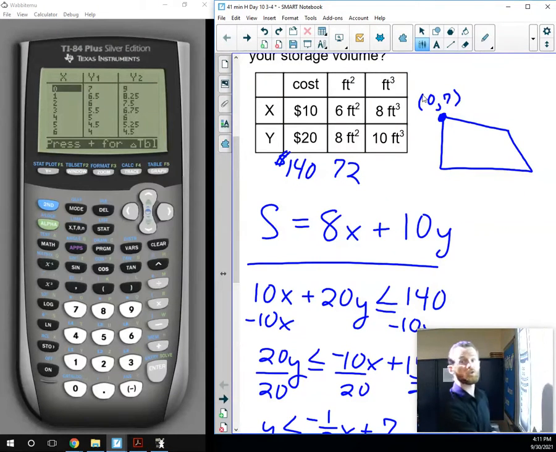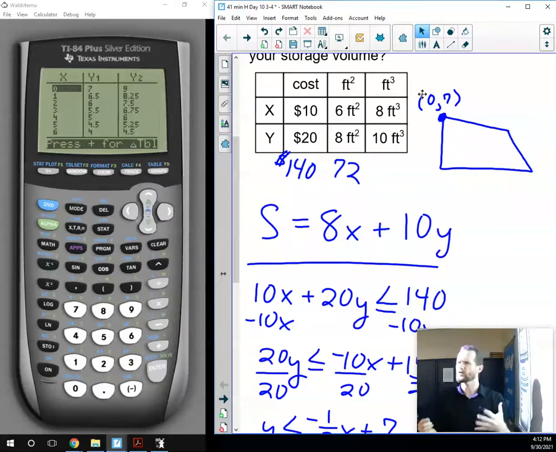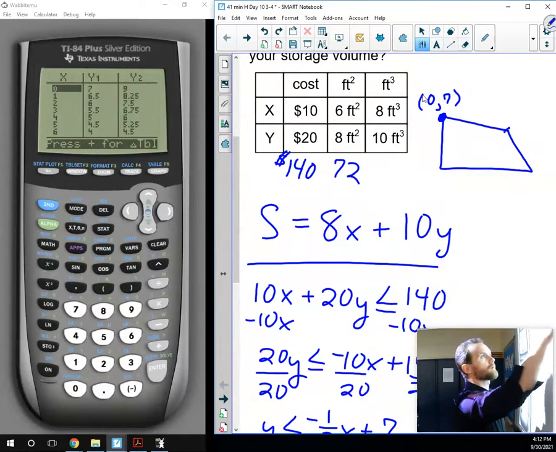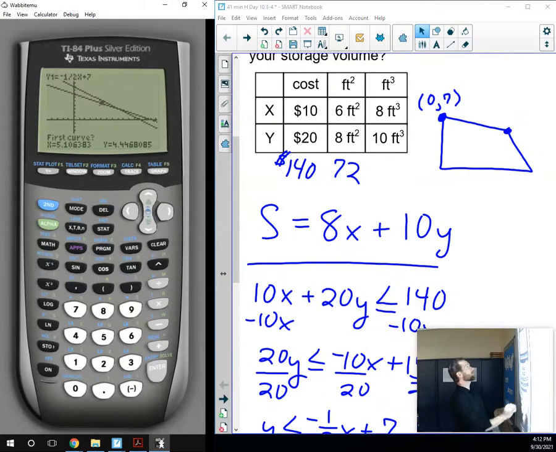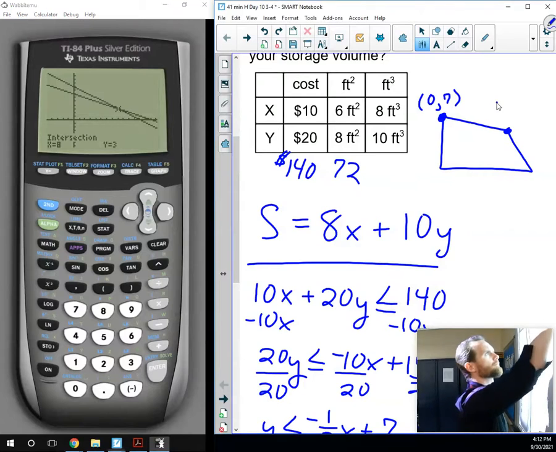Remember, as long as we're shading below, which we always will be in this class, later it can get more complicated, but as long as we're shading below, we always want the smaller y-intercept. Now this point is the intersection of our two constraints. So I hit second, calculate 5 for intersect, go to the right. We're actually pretty close. So I can just hit enter, enter, enter, since we only have two functions, and it's 8, 3. So 8, 3.